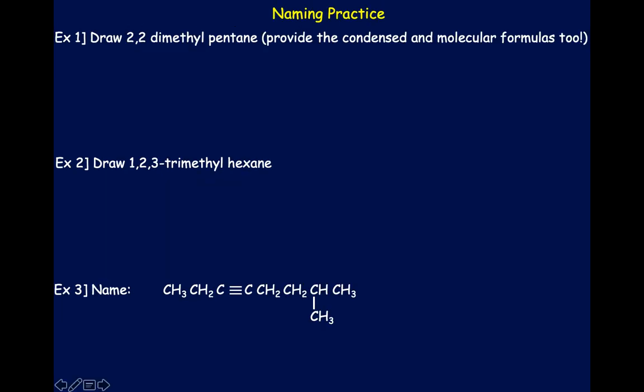So for example, what if I wanted to draw 2,2 dimethyl pentane? And I want to provide the condensed and molecular formulas too.